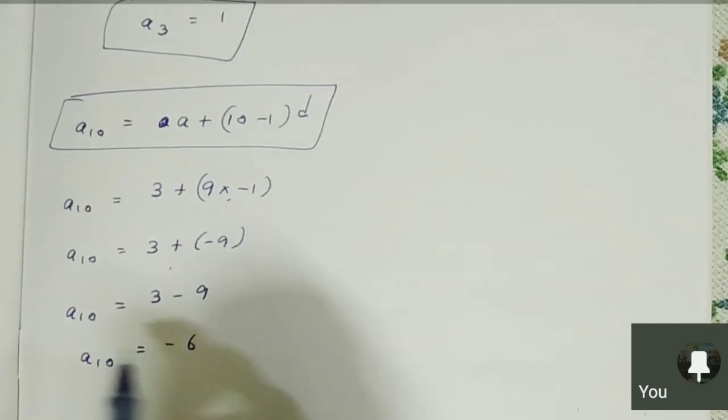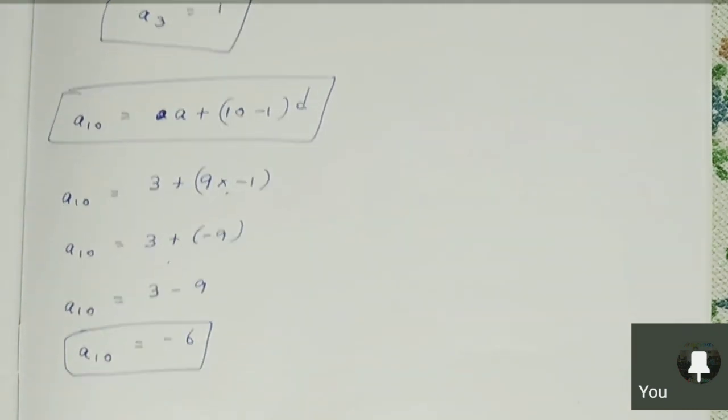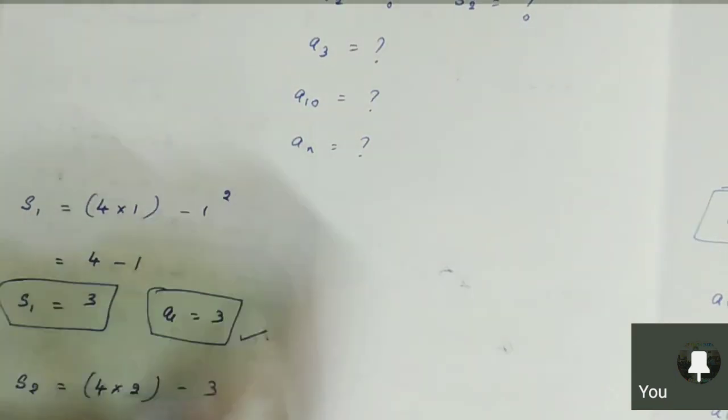Minus 6, sir. What is it? Minus 6, right? Clear. Next, A10 also we have now completed. Next, what are they asking?